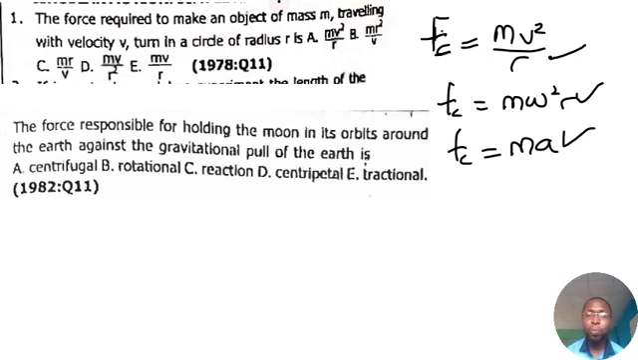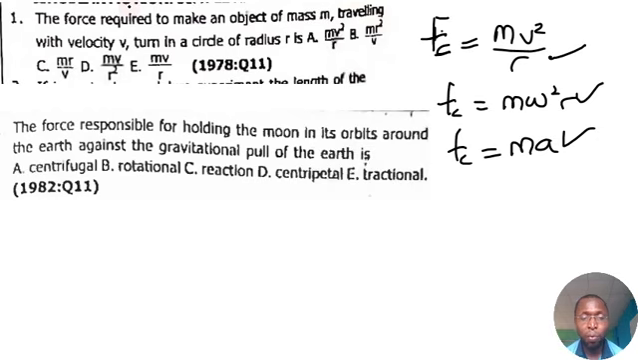Now, another question here says that the force responsible for holding the moon in its orbit around the earth against the gravitational pull of the earth is what? Centrifugal? No. In actual sense, centrifugal force is the opposite of centripetal force. While centripetal force is always drawing the body toward the center of the circle, centrifugal does the opposite.